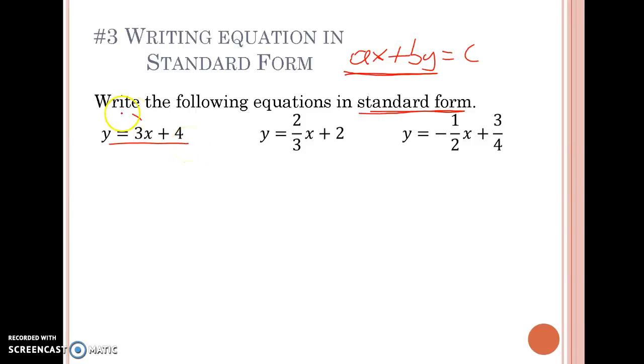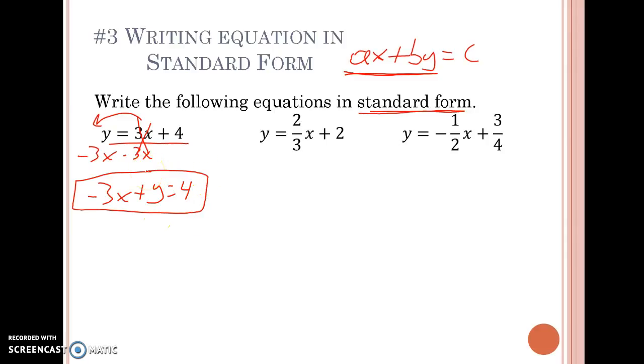So that means I need to move this 3x over here. So I'm going to subtract 3x from both sides. So this will be canceled out. The 3x minus 3x is 0. So then I'll have -3x plus y equals 4. And so that is that equation in standard form.